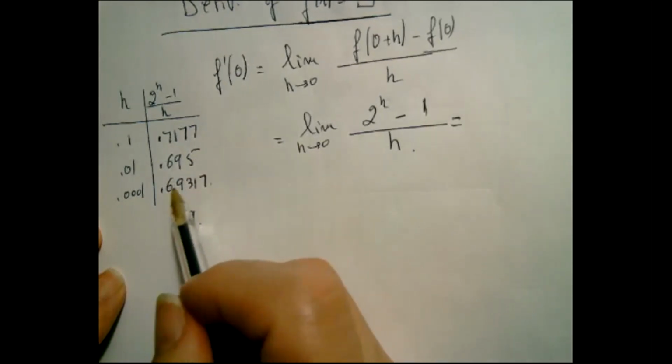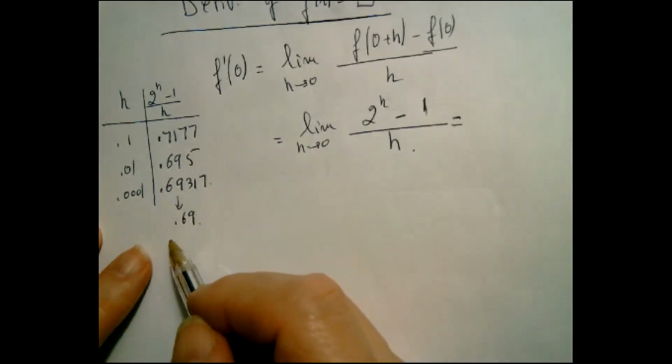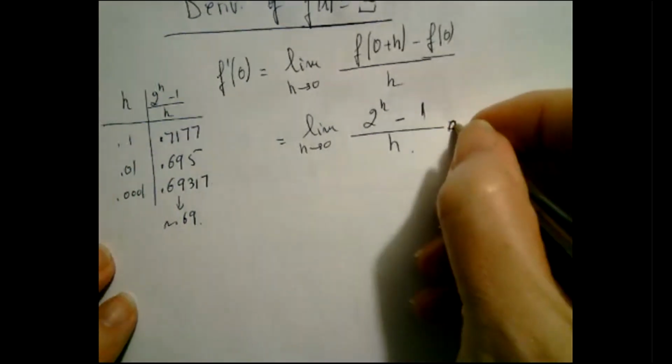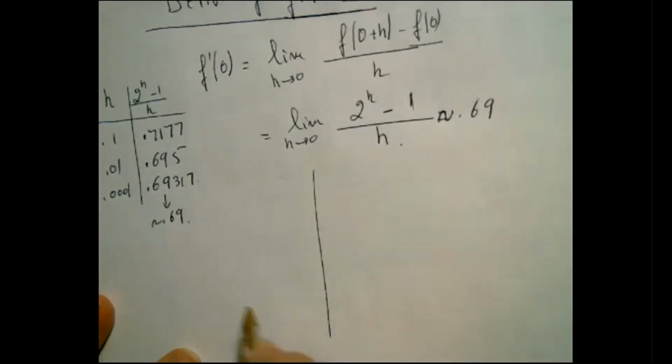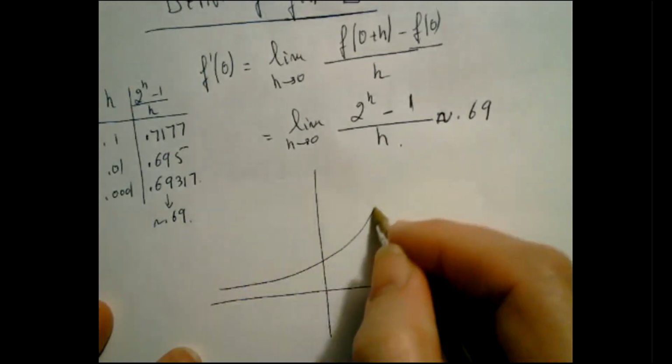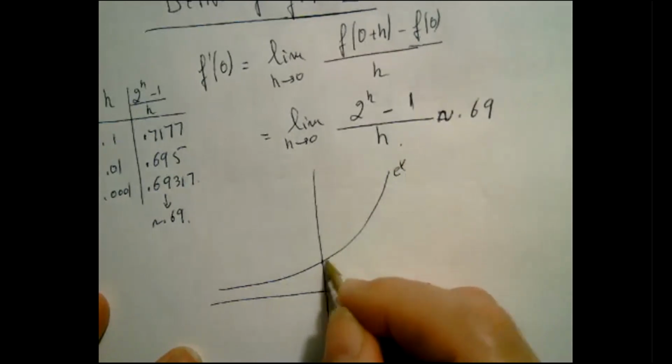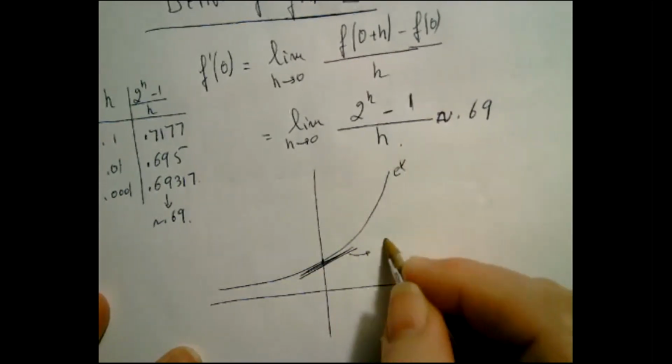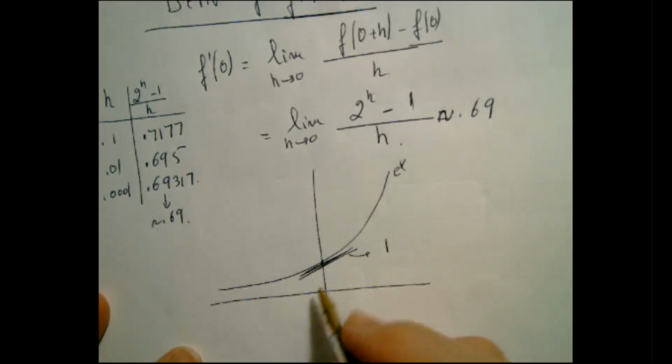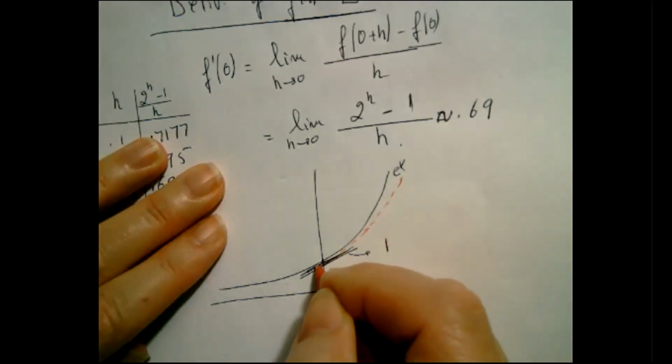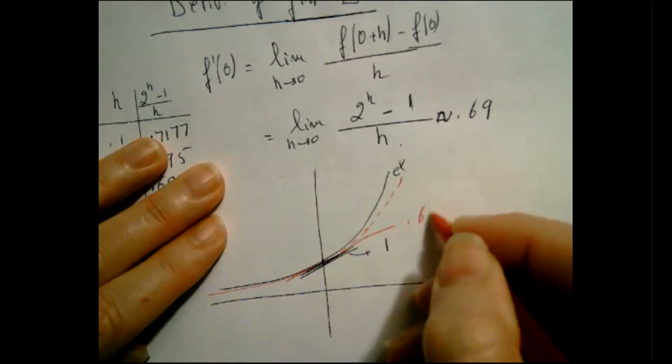Remember, it's 695, 693. So I cannot go to 0.7. I have to stick around 0.69, and that's what's hovering around it. So this value is almost 0.69. So watch the difference. When I took e to the x, the slope here was 1. When I take 2 to the x, it has the same shape, but it's sloping less. The 2 to the x has a totally different slope, 0.69.